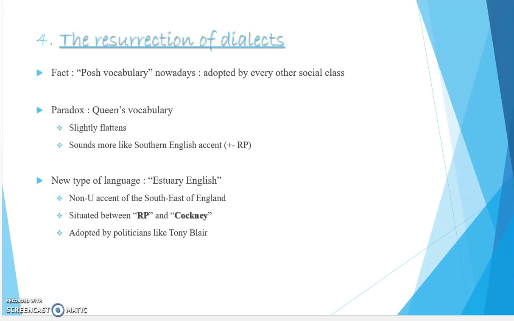This accent was later called Estuary English, a language a little bit in between RP and Cockney. This Estuary English was later adopted by politicians like former Prime Minister Tony Blair.